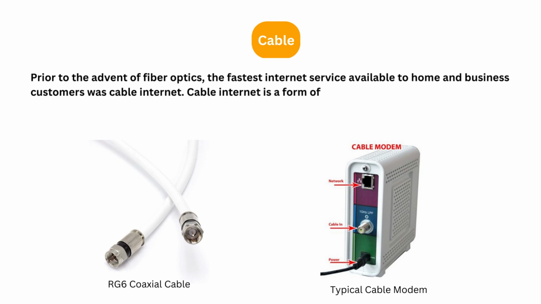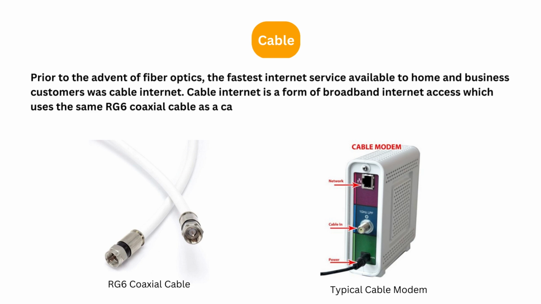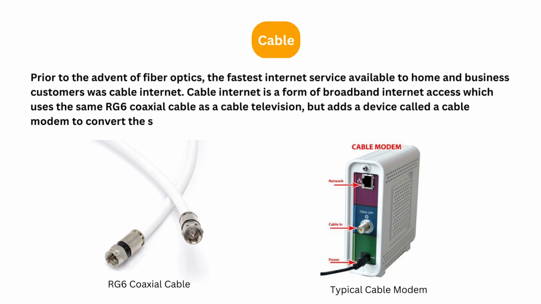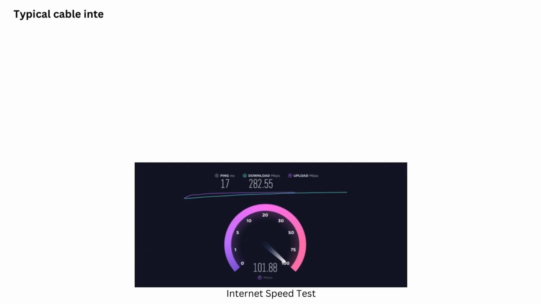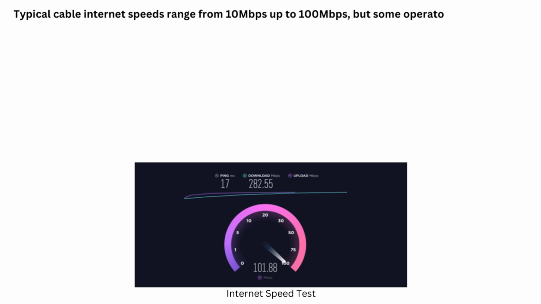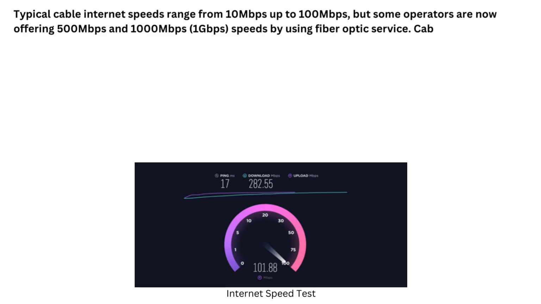internet. Cable internet is a form of broadband internet access which uses the same RG6 coaxial cable as cable television, but adds a device called a cable modem to convert the signal for use by computers and home business networks. Typical cable internet speeds range from 10 Mbps up to 100 Mbps, but some operators are now offering 500 Mbps and 1000 Mbps, 1 Gbps, speeds by using fiber optic service.